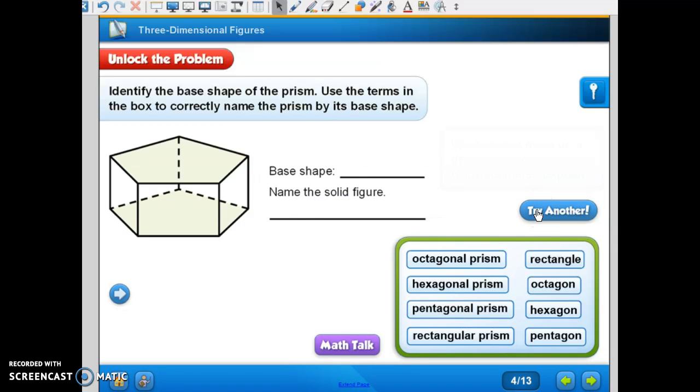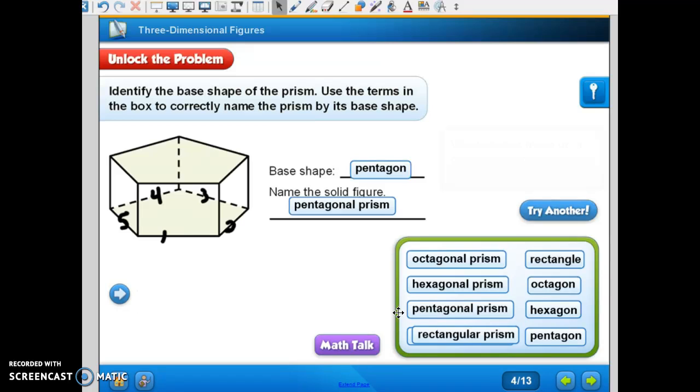Okay, we're going to try another. What is the base shape of this? How many sides do we have here? Five. Can you see those sides? 1, 2, 3, 4, and 5. So the base shape is what? What's five-sided? A pentagon. So it's a pentagonal prism.